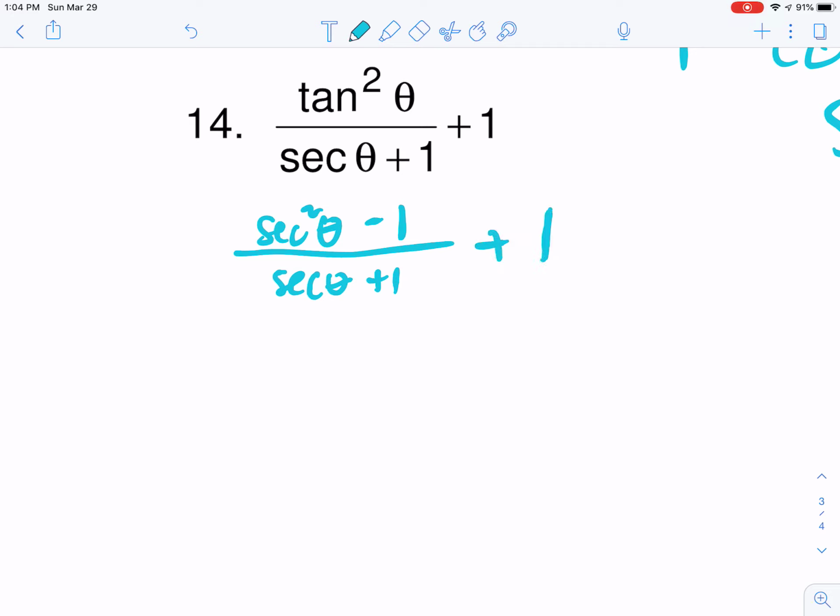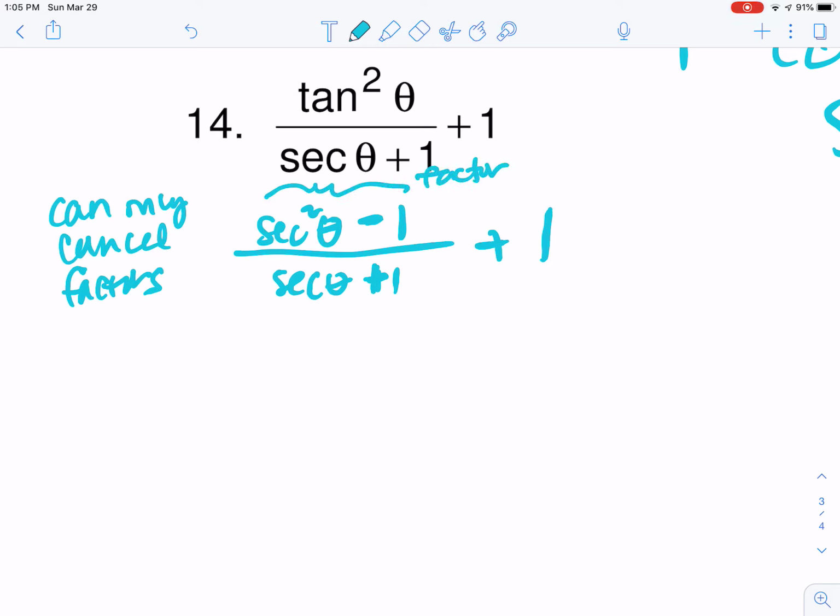Now, y'all are going to want to cancel. No, no, no, no, no. You can only cancel factors. Factors are things being multiplied. This has got a minus, this has got a plus. So you cannot cancel unless they're being multiplied. But I can factor this top thing. It's the difference of squares.